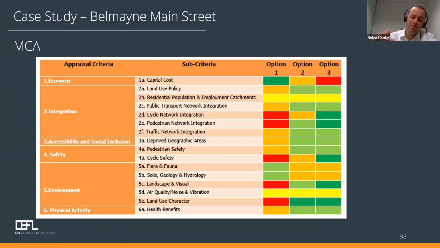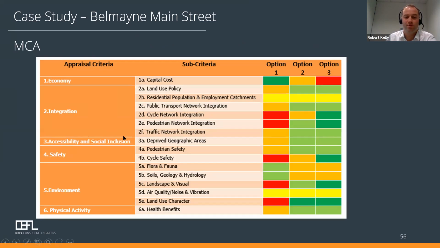Just to touch briefly on the appraisal criteria that we used there: obviously capital cost, as I mentioned before, and economy. Option 3, requiring the greatest land take and greatest level of intervention or modification to what's there, would obviously rank lower.